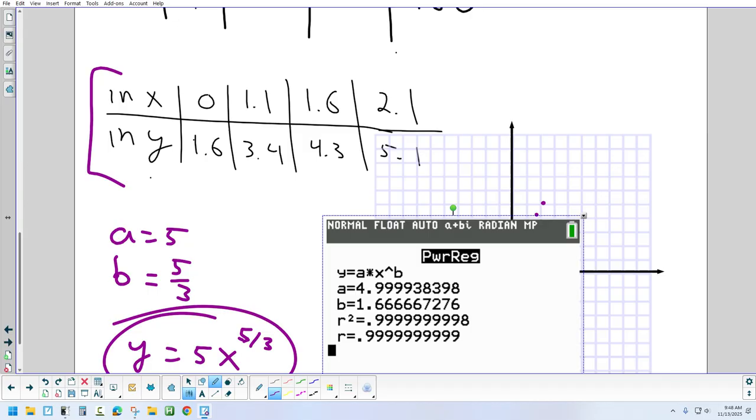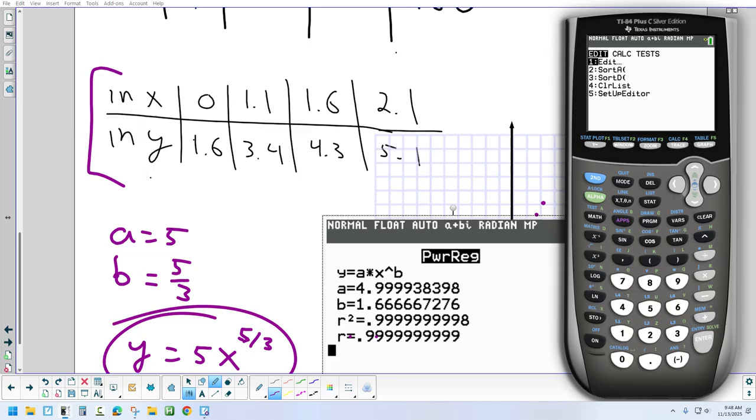If R came out to 1, it would be perfect. Right? You can't, I mean, it's 0.9 repeating. You can't get a better fit for this data than 5x to the 5 thirds. It's almost perfect.